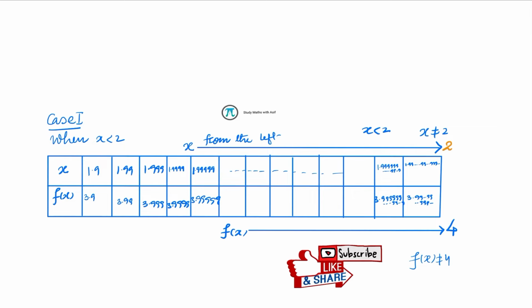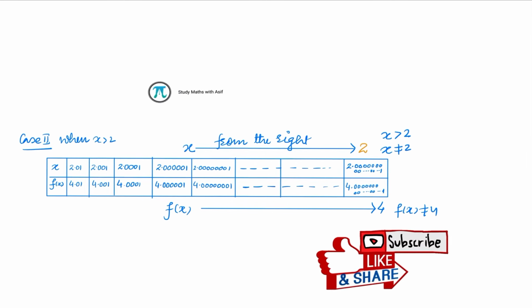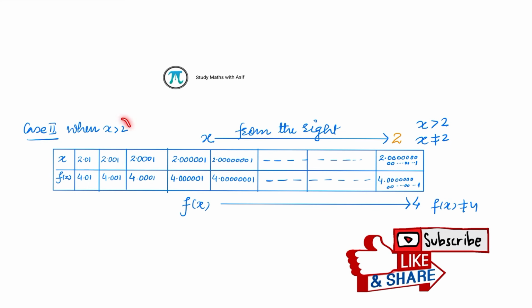Similarly, we can consider the values which are greater than 2. So see, this table tells us what? These are the values which are greater than 2. So I'm starting with writing 2.01. This is the value which is greater than 2. See, 2.01 is close to 2, and 2.001 is more close to 2 than this, and this is more close than the previous values.